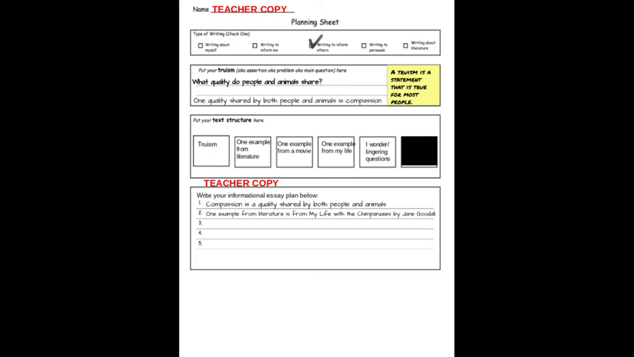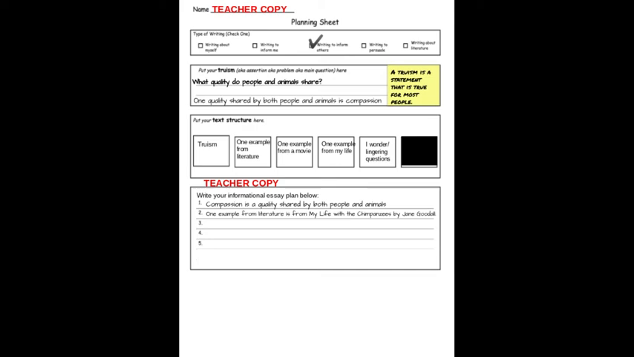It's going to say the same thing. It's just going to be a flipped sentence. So this time on my paper, I'm going to write, compassion is a quality shared by both people and animals. See how I did that? Pretty cool, huh?